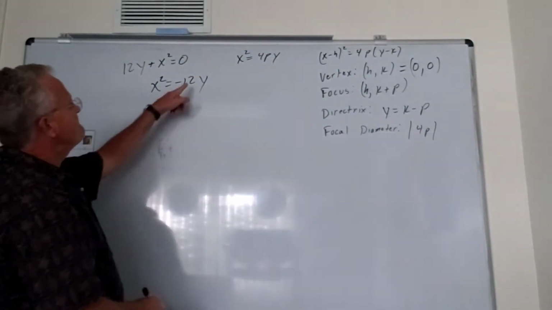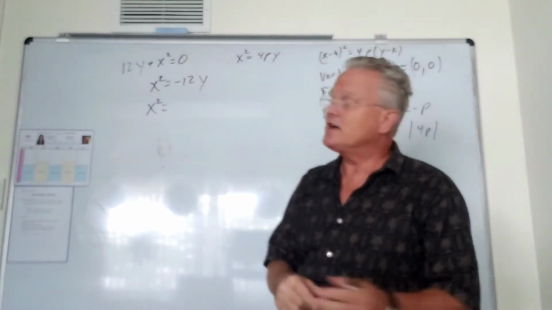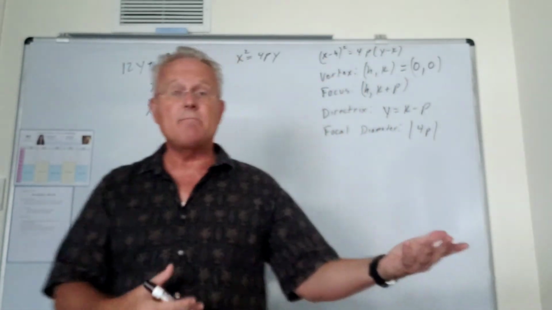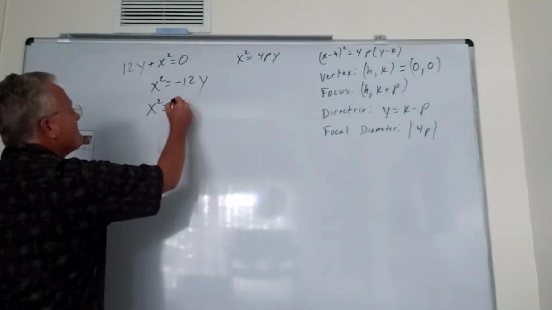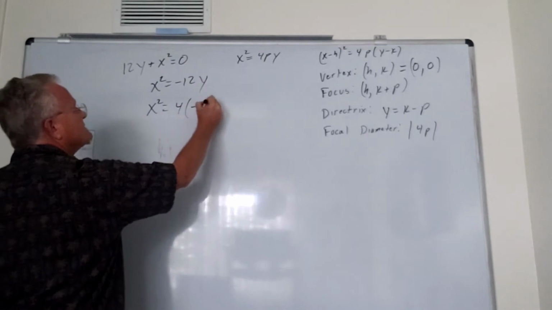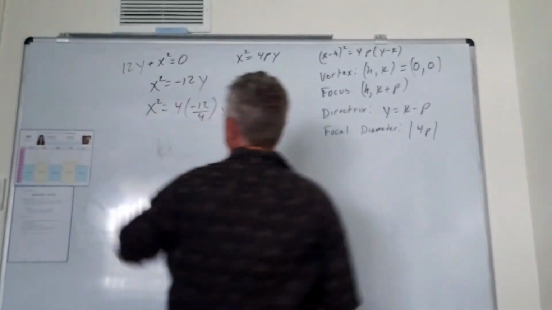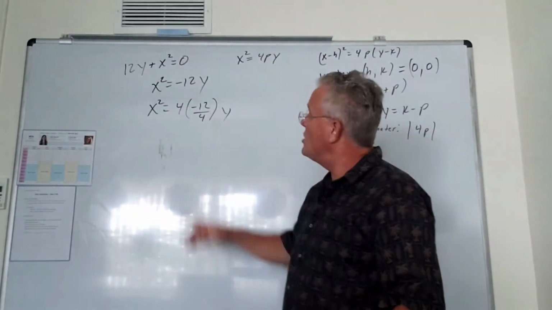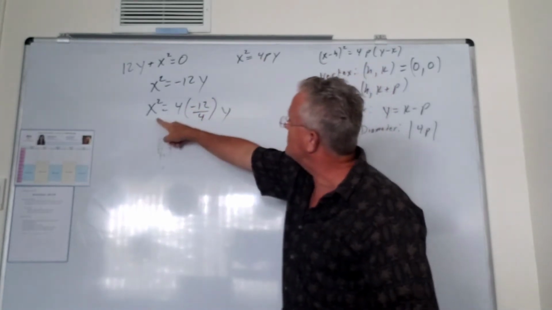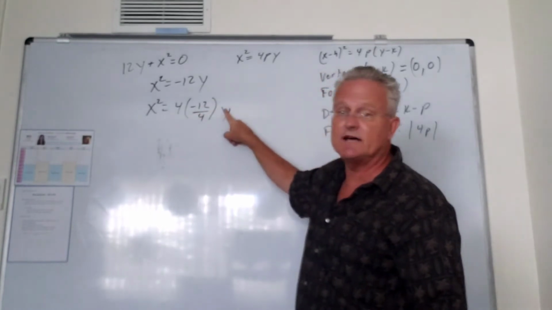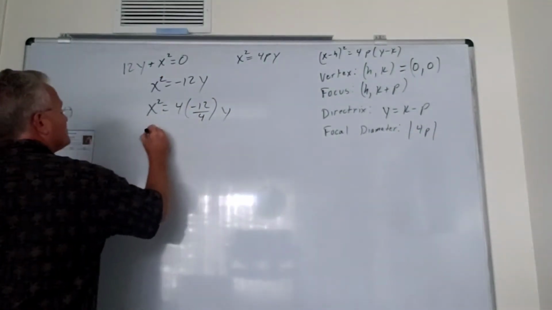We need to know what p is because it's in all of these other calculations. Yes, we could factor out a 4, but what if this was 10? You can't factor out a 4. So what you do is multiply by 4 and divide by 4, which is the same as multiplying by 1. If I multiply by 4 and divide this number by 4, the 4's cancel, and it's the same thing as negative 12. Why did I do that? Because now this simplifies, and we get x squared equals 4 times p times y. This is our value of p.